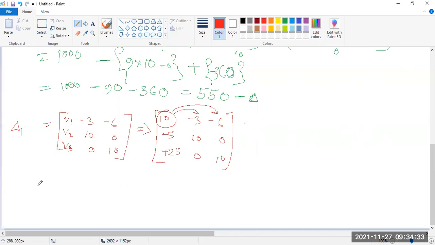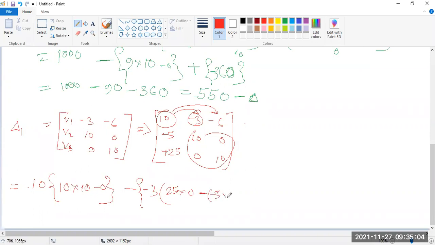For this equation, we go with 10 multiplied by this area. So 10 into 10 minus 0, first plus, then negative, then again plus. Then this is -3 into, look, whenever 3 is there, only 25 into 0 and 5 into 10, minus of -5 into 10.